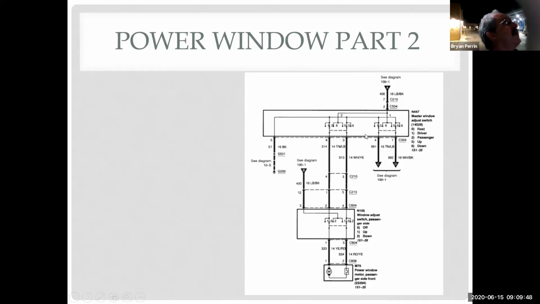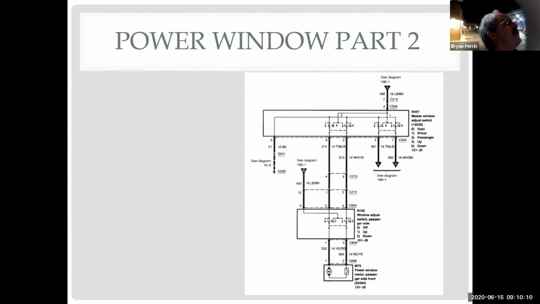But you see where it gets complicated, because I have a master switch, but I also have the switch on the door, and they both have to do the same thing. So everything from the master switch passes through the door switch. So if the door switch is bad, the master switch normally won't work either. But I can have a bad master switch and still have a good door switch and be able to work it.